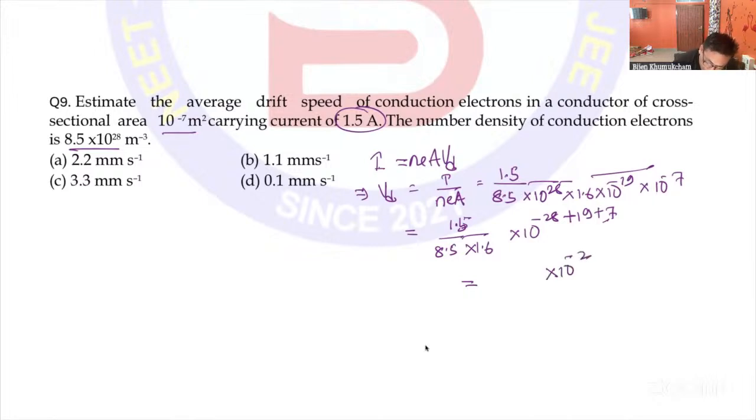See, in all the answers, they are written in mm per second. So let's make this minus 3. If we want to make this minus 3, then we can write 15 here instead of 1.5. So what do we get then? The denominator becomes 8.5 into 1.6. Let's try to simplify it this way.